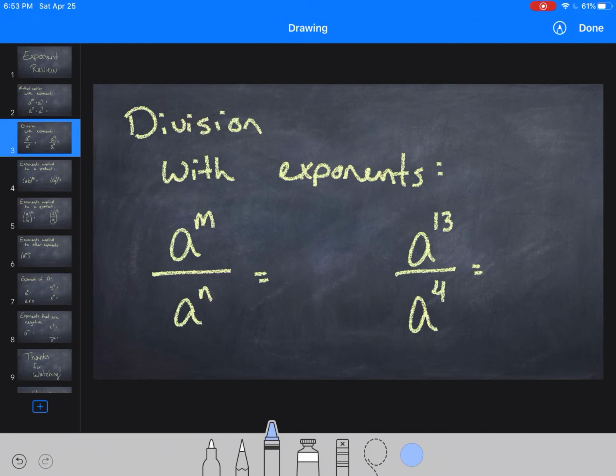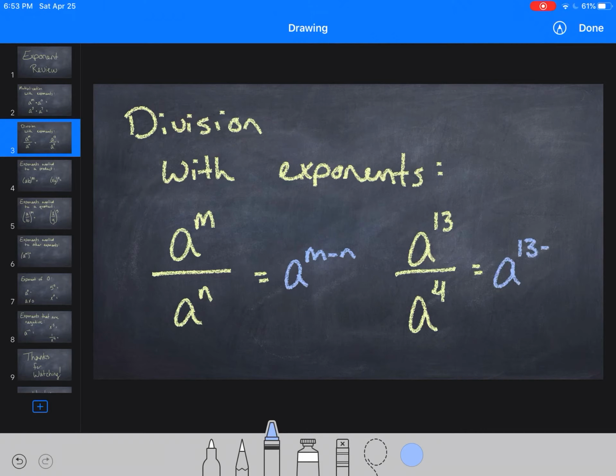Now let's look at division with exponents. According to the rule, it says a to the m divided by a to the n. I would go ahead and subtract my exponents as long as we have like bases. So I would get a to the m minus n.